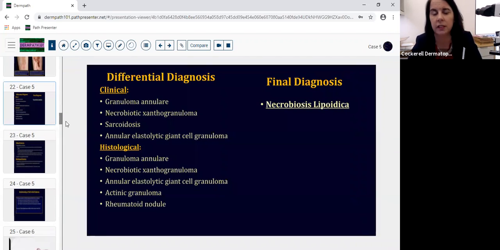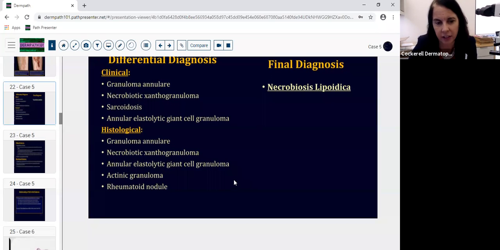The differential includes granuloma annulare, but in that entity, clinically, it can mimic granuloma annulare, necrobiotic xanthogranuloma, sarcoidosis, annular elastolytic giant cell granuloma. Histologically, granuloma annulare, you'll see much more mucin. Necrobiotic xanthogranulomas, you'll see more giant cells. Elastolytic giant cell granuloma, you'll see the giant cells engulfing the elastic fibers. Actinic granuloma, you'll also see the giant cells engulfing the elastic fibers.